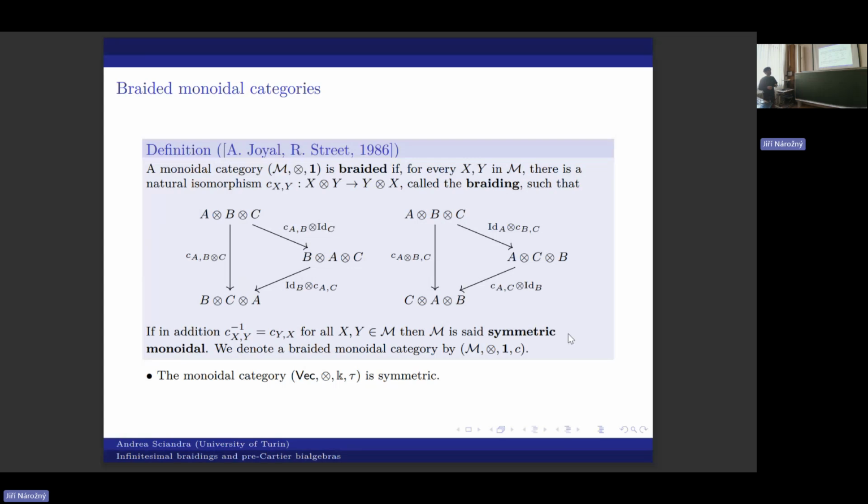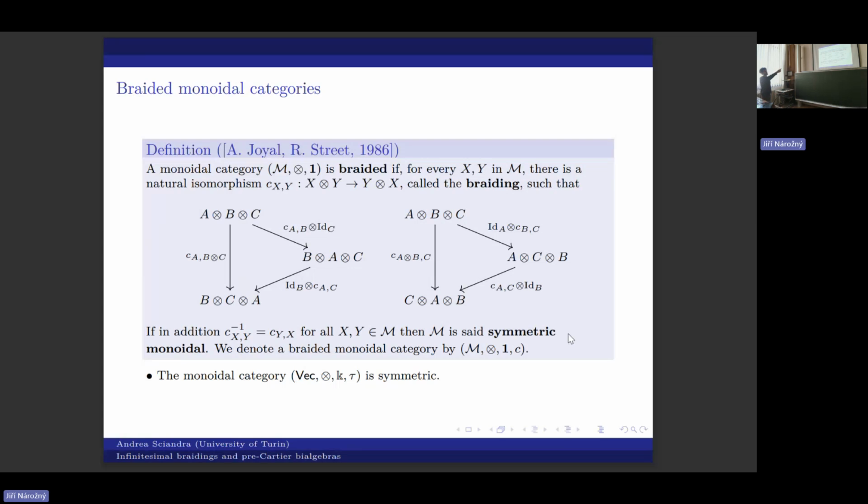A monoidal category is braided if you also have a natural isomorphism between X tensor Y and Y tensor X for all objects X and Y in the category, such that these two diagrams commute. These are called hexagons. Now I'm drawing just triangles because we are omitting the associativity constraint. And what these diagrams tell you is just how we can flip an object A with a tensor product and vice versa. So if I want to flip A with B tensor C, what can I do? First, I flip A and B, and then A and C.